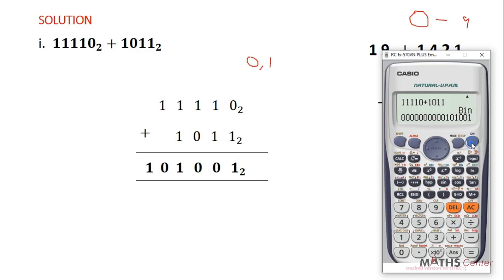So let me go over it again. You click on mode, you select the fourth option, then you click on the log button to change your calculator from base 10 to base 2. Then you enter the question. The question here is 1, 1, 1, 1, 0 plus 1, 0, 1, 1. You click on equal to, then you start writing your answer from the first significant figure. Here, the first significant figure is 1, so our answer is 1, 0, 1, 0, 0, 1, base 2.